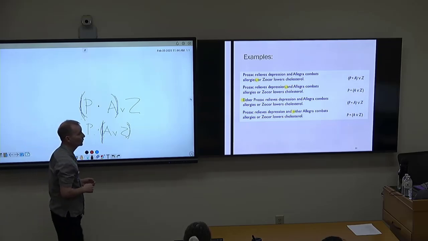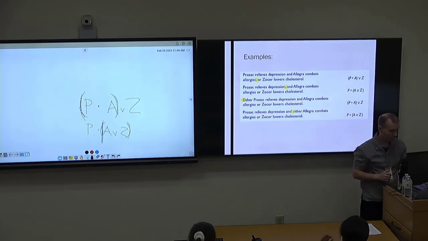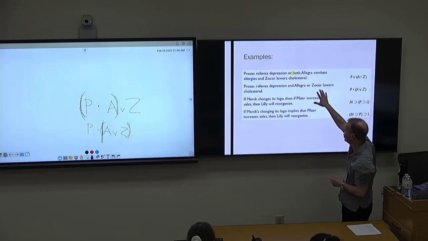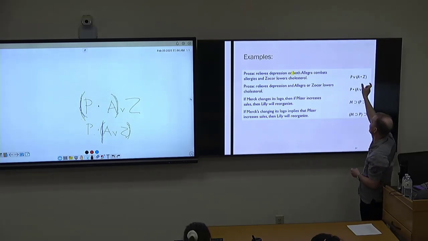Similar with the word both. The word both is just like the word either, it shows that you need to put a parenthesis wherever the word both is. Prozac relieves depression of both Allegra combats allergies and Zucker lowers cholesterol. So these both, they are in parentheses.